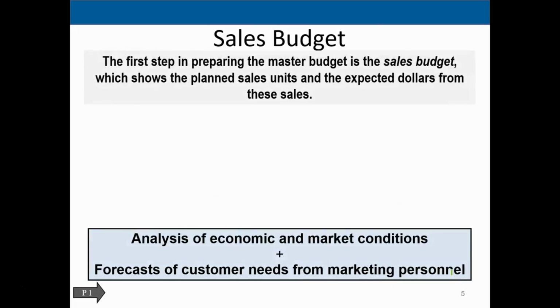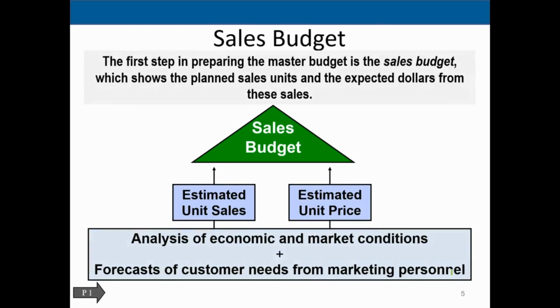So operating budget. We're going to start off with the operating budget. We've got the sales budget. So the first step in preparing the master budget is the sales budget, which shows the planned sales units and the expected dollars from these sales. We do need to figure out the sales first because everything else follows from that. When we think about things we produce and then sell in terms of units, such as guitars, then we would want to think about the units that we will sell and then the unit price, and that's what will give us our total sales.